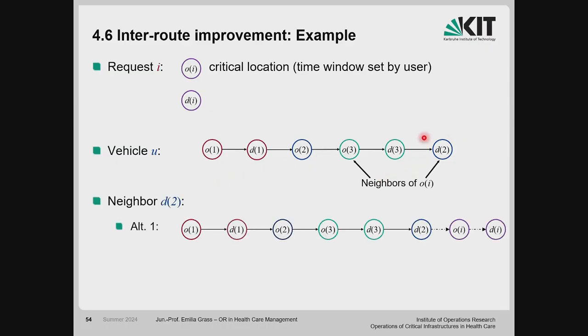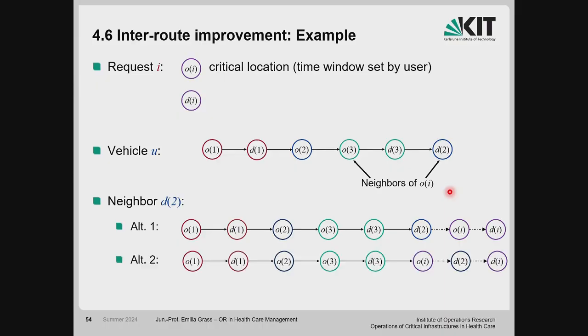Let's check this neighborhood first of all as an example. So the first alternative is simply to insert the request I at the end. Okay, so this is the first thing we could do. However, we always have to check if the constraints are fulfilled, so if the capacity is enough.